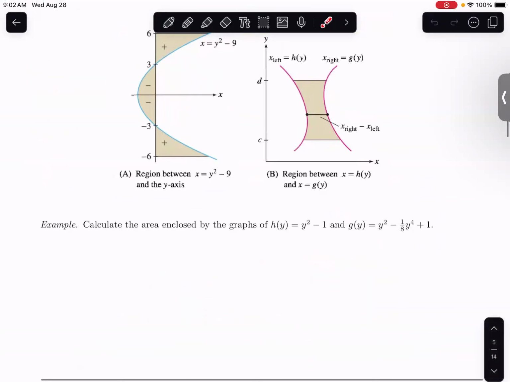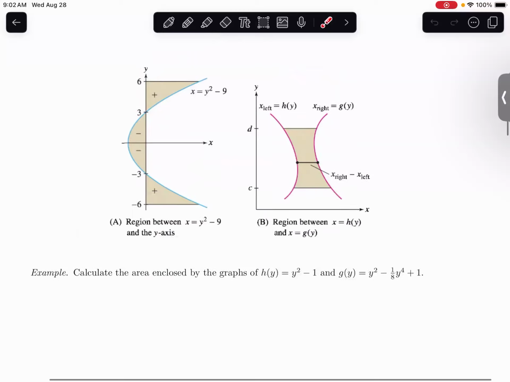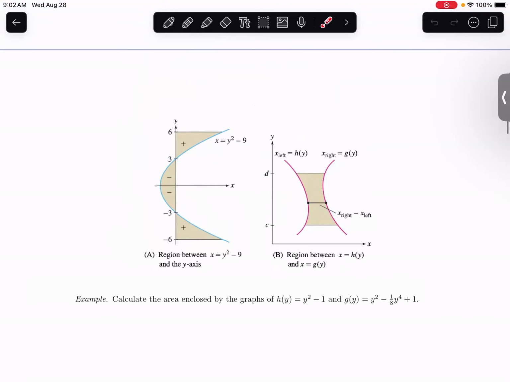And then the other function is g of y is equal to y squared minus 1 over 8 times y to the 4th power plus 1. This doesn't really change anything or make things any more difficult. You just have to change your perspective. Now instead of looking at which function is higher than the other, you're thinking about which function is further to the right. Maybe this is the better picture to look at, right? So we see that g of y in this graphic is to the right of h of y.